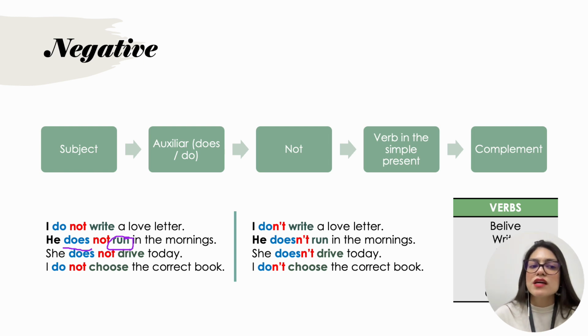So instead of saying I do not write a love letter, I'm going to say I don't write a love letter. Instead of saying he does not run in the mornings, I'm going to say he doesn't run in the mornings. Okay, she doesn't drive today. I don't choose the correct book. So here we're going to use this contraction to make the sentence shorter.